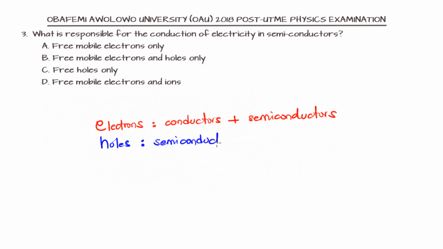And then when we're talking about ions, ions are only used by electrolytes or what are called ionic compounds. These are solutions that are able to conduct electricity. So, looking at our options, the correct option will be option B. That's free mobile electrons and holes only. That's what conducts electricity in semiconductors.